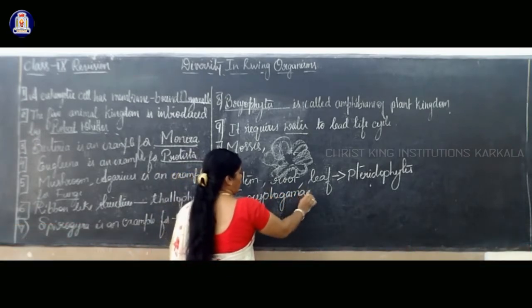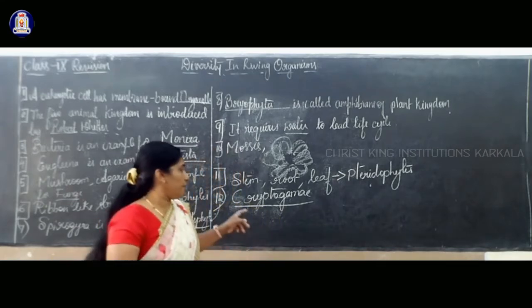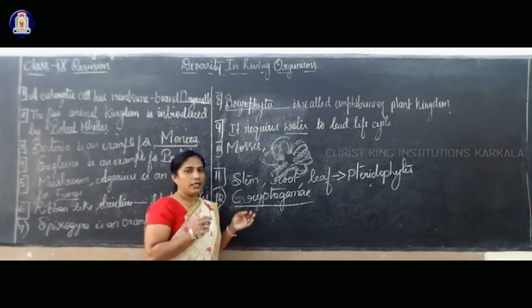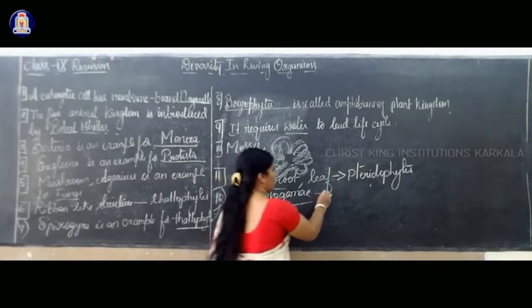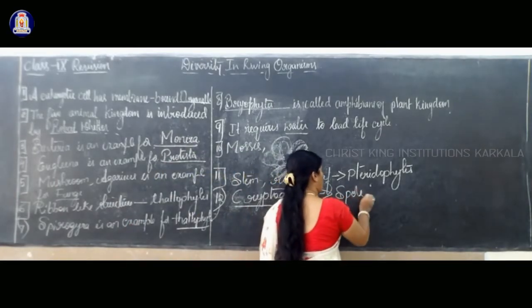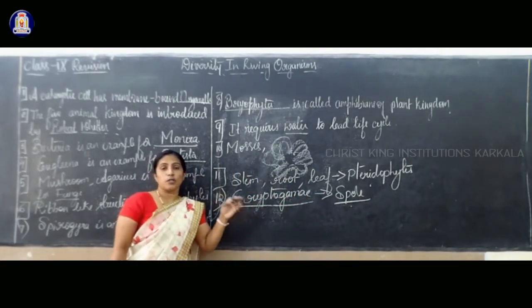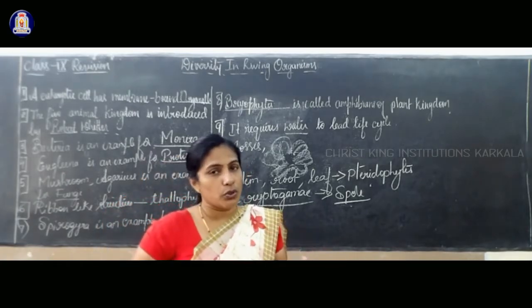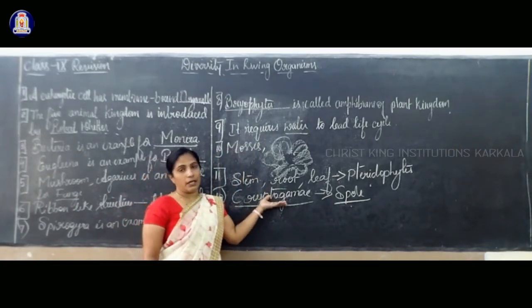cryptogamy. What are cryptogams? Cryptogamy means there is no special reproductive structure, only an inconspicuous structure, that is spore formation. There is a formation of the spore, so that's why they are called cryptogams. There is no special reproductive structure; they produce male spores and female spores. So that's why they are called cryptogams.